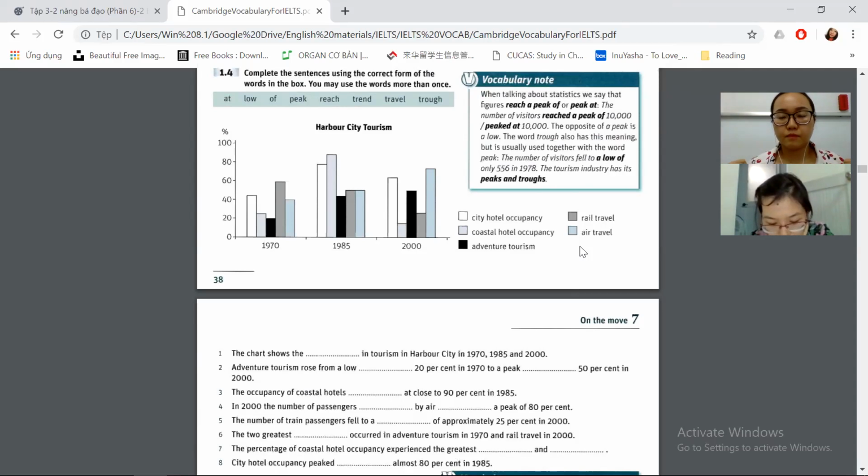So I saw in the vocabulary notes there's a sentence here, the tourism industry has its peaks and troughs. So what does this mean, like highs and lows? High points and low points. Peaks and troughs are the highest points and the lowest points, the maxima and minima. Yes. Okay.